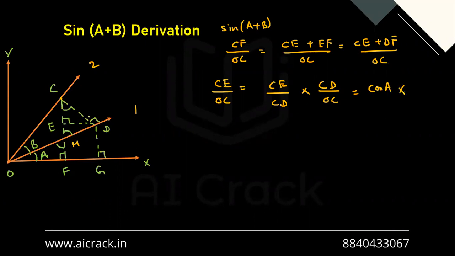Now CD by OC. Now let's consider this triangle OCD. CD is this one and OC is this one. This is 90 degrees. So basically OC is the hypotenuse and CD is the perpendicular corresponding to this angle, right? So that will give me sine B. So we have got the first part, cos A sine B, with this CE by OC.